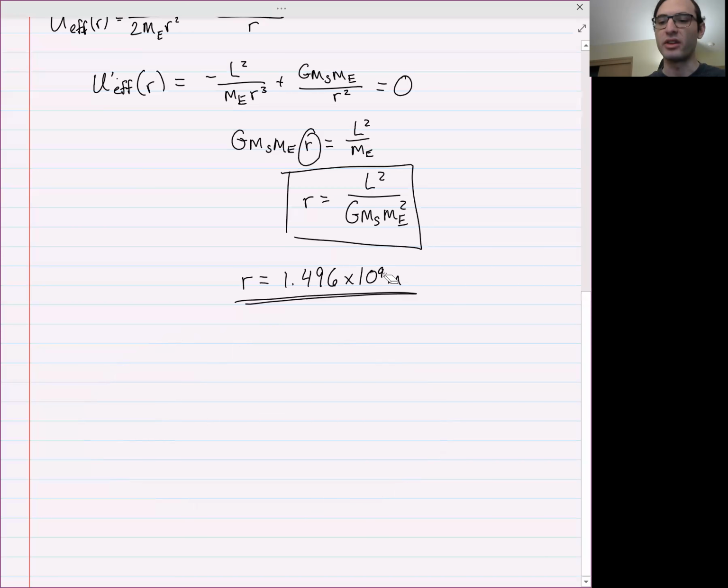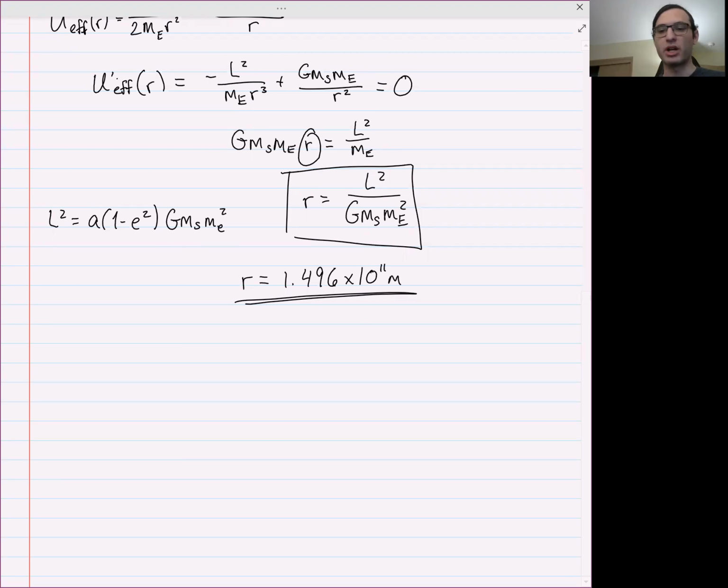I'm sorry, that should be 10 to the 11, not 10 to the 9. The way I calculated L squared was just by using the formula that L squared is a times 1 minus e squared mu, sub S mass of the Earth squared. So this is, let me put it in variables that we used here, G M sub S M sub E squared. You can just plug that in.